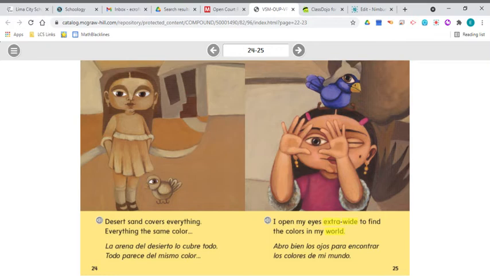I open my eyes extra wide to find the colors in my world.